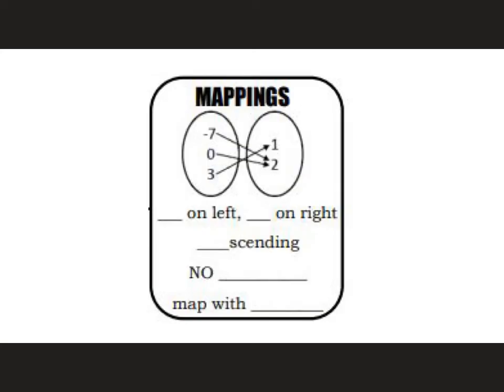And now this is what we call a mapping. When we have mappings, it's like two bubbles with arrows that connect them. This is also creating ordered pairs. So the x is on the left while the y is on the right. And we usually put this in ascending order, so least to greatest. We do not repeat values, or no repeats, and we map with arrows.